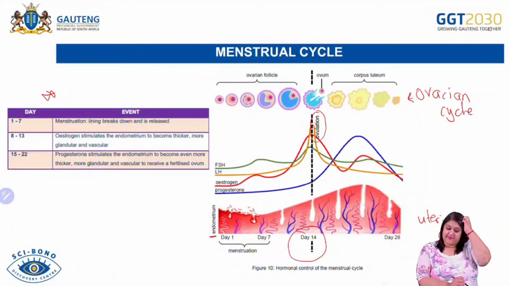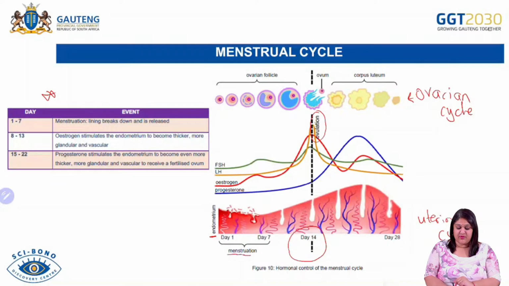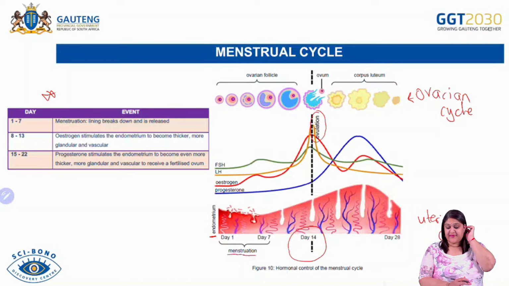So let's look at what's happening over here. Right, day 1 to day 7. As you can see at the bottom here, day 1 to 7 is saying that we have menstruation occurring. Okay, so why is menstruation occurring here? We also need to look at this graph from day 1 to 7, from the ovarian cycle, what is happening to the endometrium. Okay, so we already identified menstruation is happening. Let's look at the ovarian cycle.